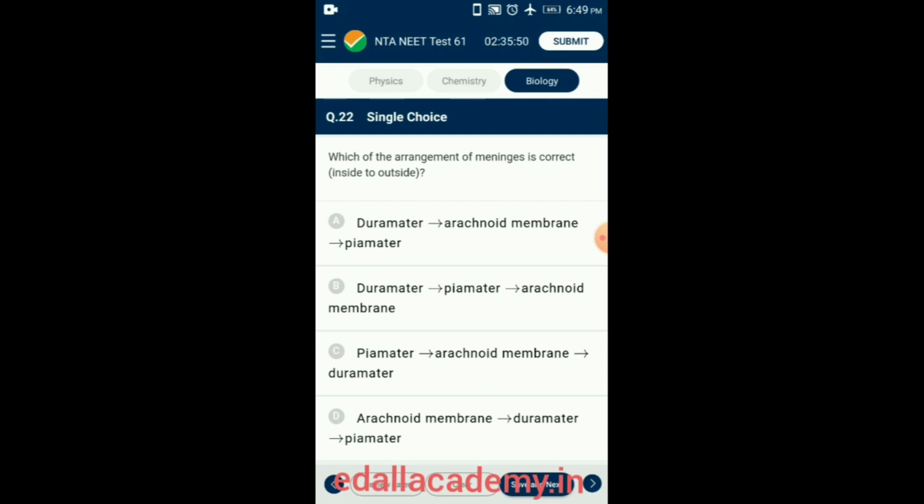Which of the arrangements of meninges is correct? That is, inside to outside. Meninges are the connective tissue membranes which protect the central nervous system and projections of its structure. These membranes are piamater, the thinnest wall; arachnoid, thin, webby and slightly vascularized; and duramater, the outermost double layer, thick and non-vascular. So the answer for this question is option C, piamater, arachnoid membrane and duramater.